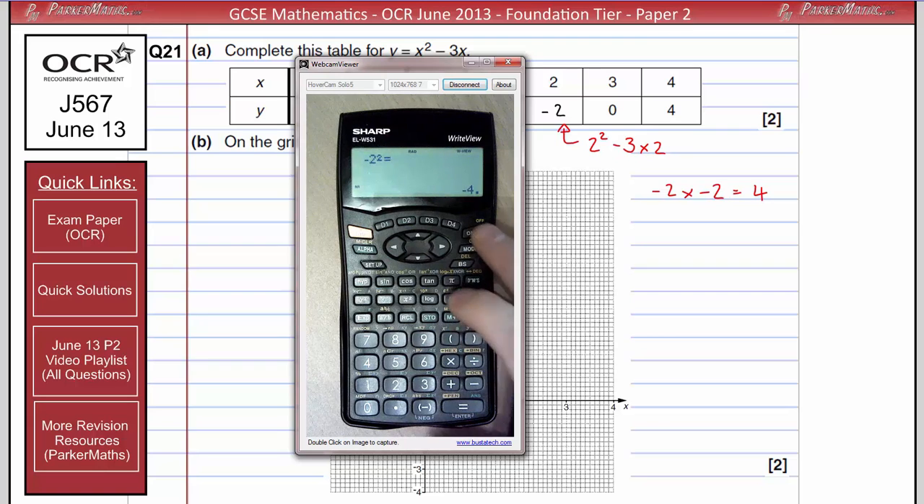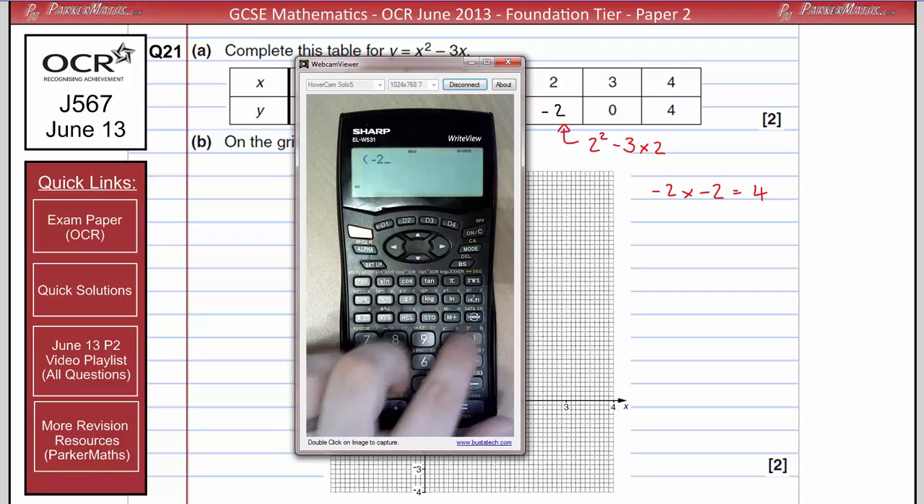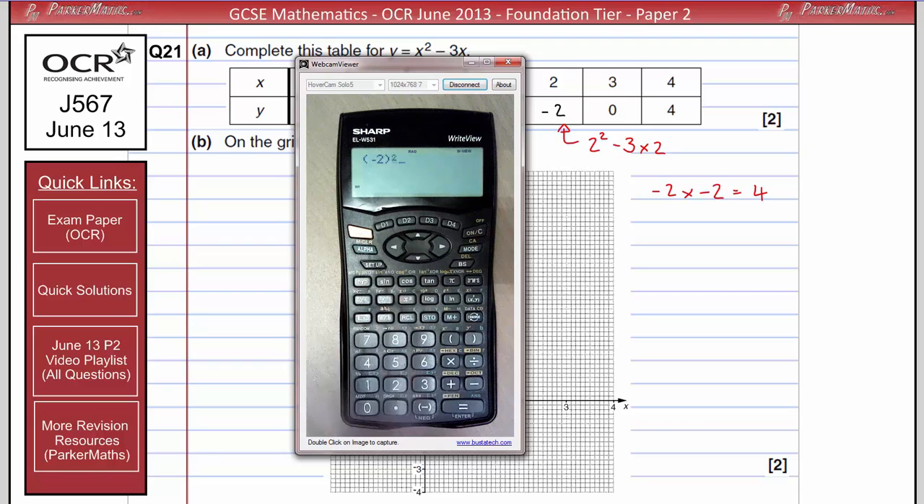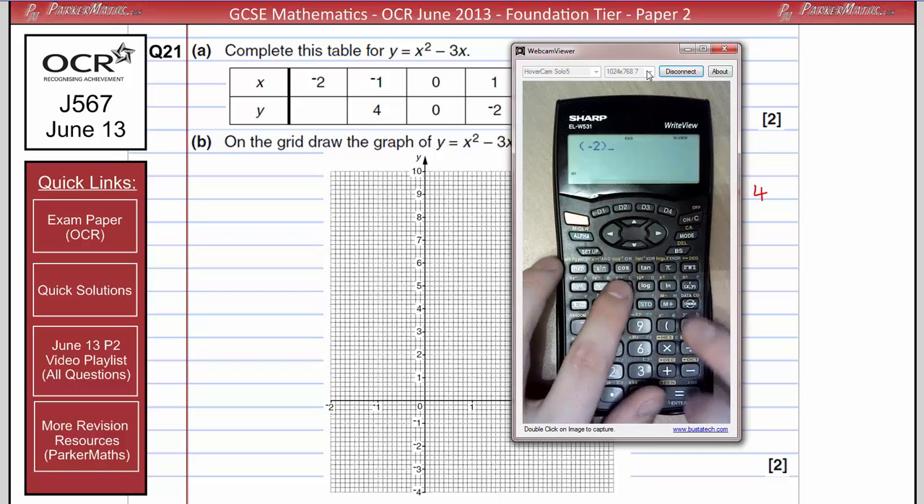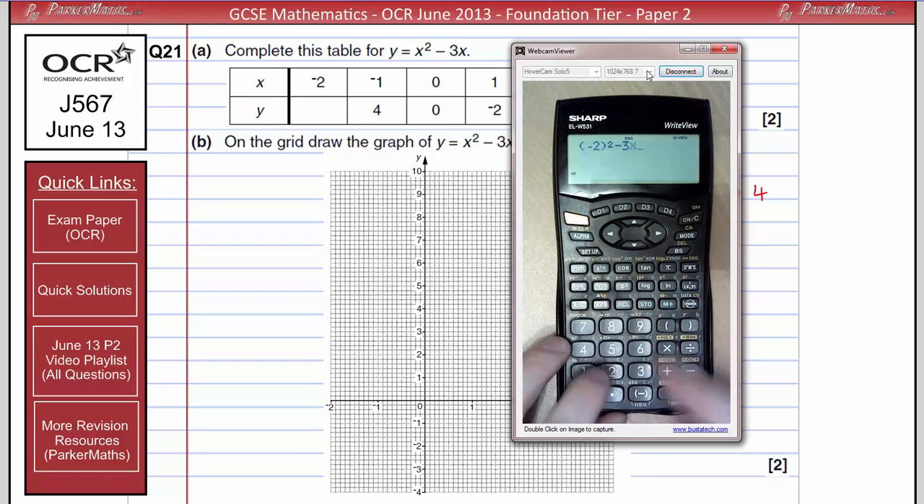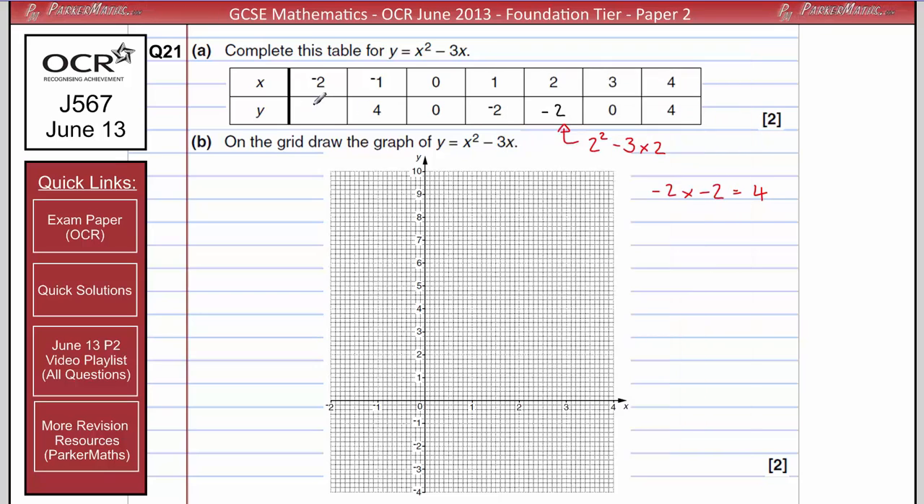So if you want to square a negative number in your calculator and you want it to be done properly, you need to put the negative number in brackets like that. Then when we square it, our calculator gives us the correct answer of 4. So remember, the equation is x squared minus 3x, so we're going to do minus 2 squared minus 3 lots of minus 2, and that gives us 10. So the values that we filled in are 10 and minus 2.